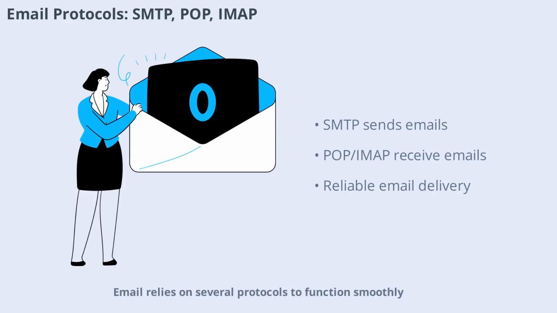Email relies on several protocols to function smoothly. SMTP, Simple Mail Transfer Protocol, is used to send emails, while POP, Post Office Protocol, and IMAP, Internet Message Access Protocol, are used to receive them. These protocols ensure that your emails are delivered and accessed reliably, no matter where you are.